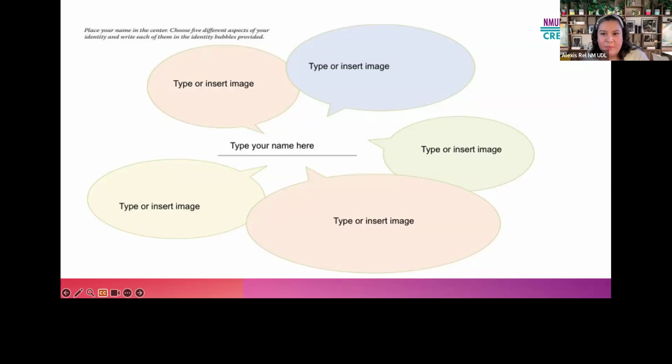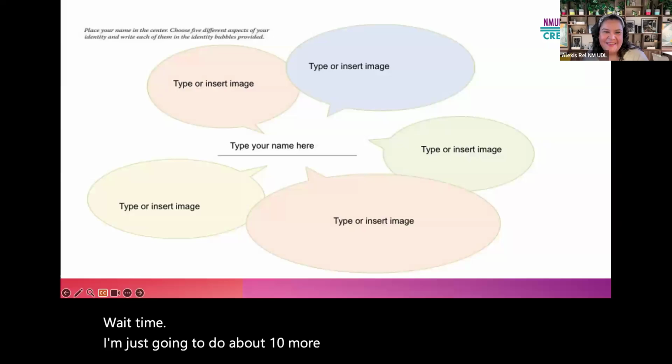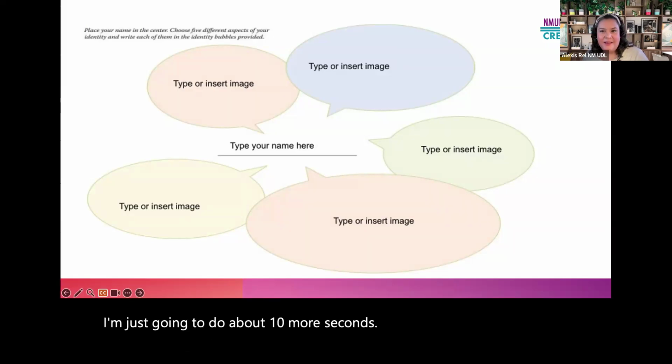This is always the hardest part for me as a teacher: wait time. Wait time. I'm just going to do about 10 more seconds. Awesome. If you're still working on yours, feel free, but I'm going to go ahead and identify some of my identity bubbles.